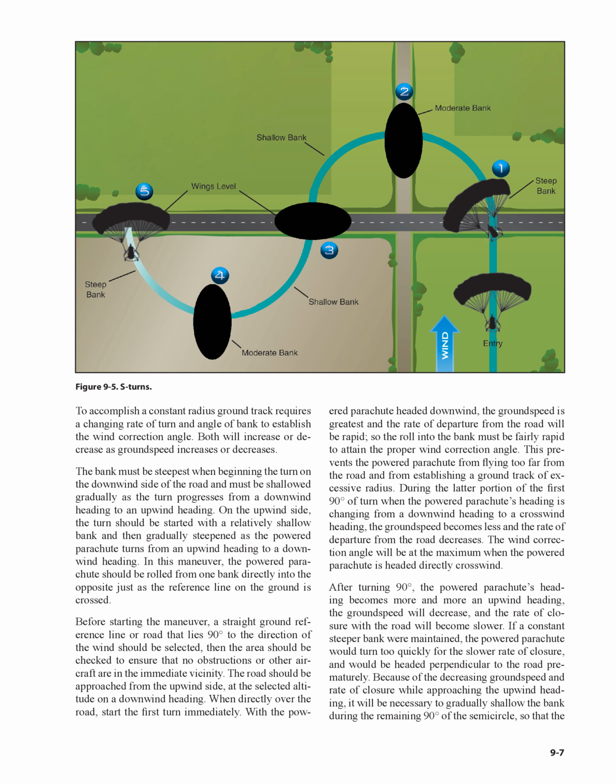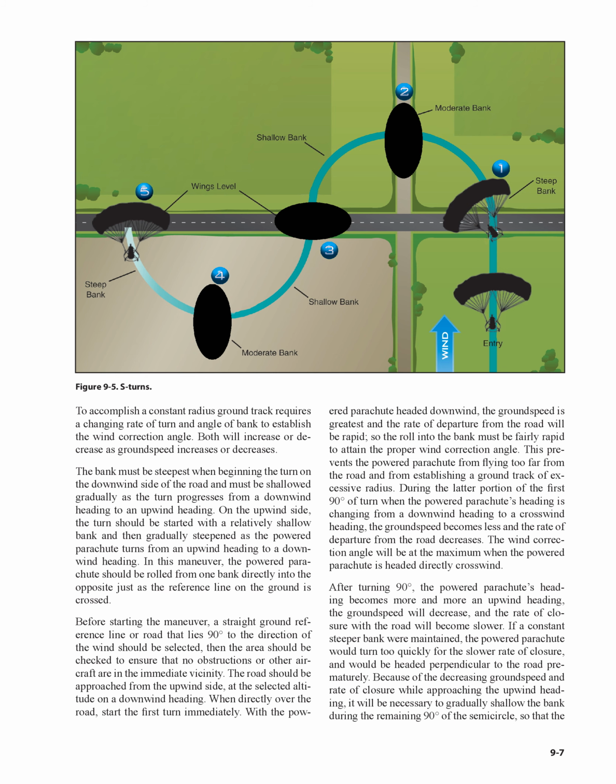With the powered parachute headed downwind, the ground speed is greatest and the rate of departure from the road will be rapid, so the roll into the bank must be fairly rapid to attain the proper wind correction angle. This prevents the powered parachute from flying too far from the road and from establishing a ground track of excessive radius. During the latter portion of the first 90 degrees of turn, when the powered parachute's heading is changing from a downwind heading to a crosswind heading, the ground speed becomes less and the rate of departure from the road decreases. The wind correction angle will be at the maximum when the powered parachute is headed directly crosswind.